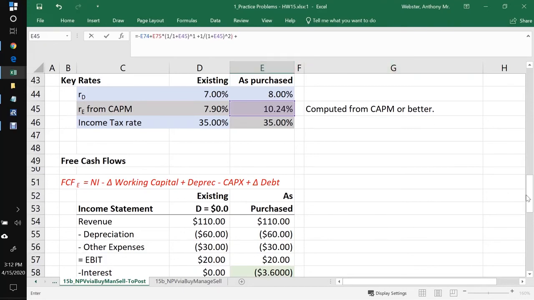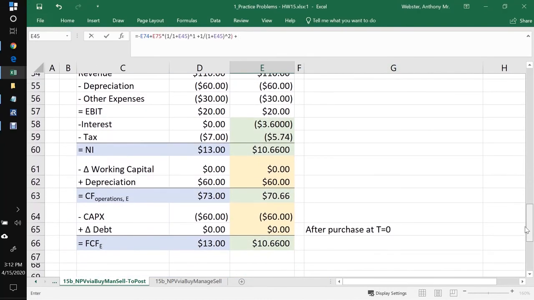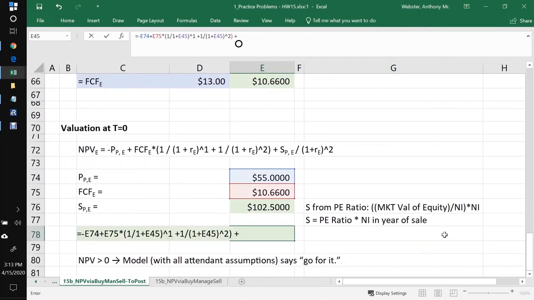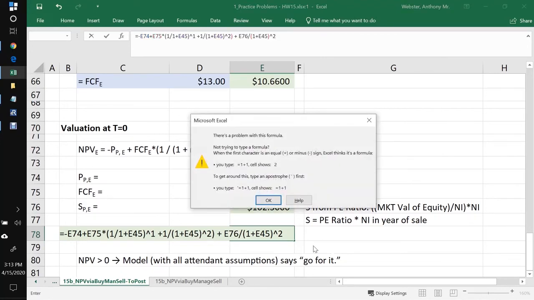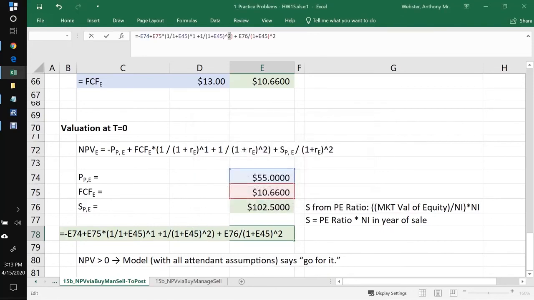And then the last thing that I've got to put in here is the sale price, and that has to be discounted back by 2 years also by the equity cost of capital, which is in cell E45. Okay, and I think that's good. Let me do a quick scan here. Yeah, I think that looks good. Let's see what happens. Whoop! Oh, as always, I have a typo in there.